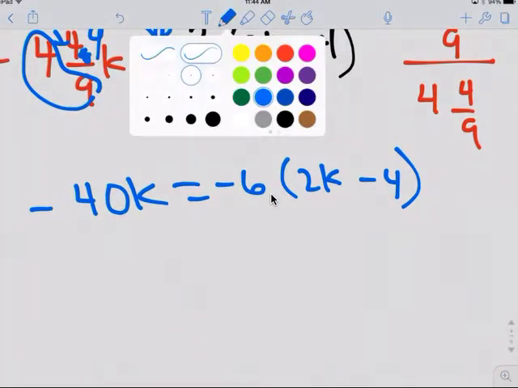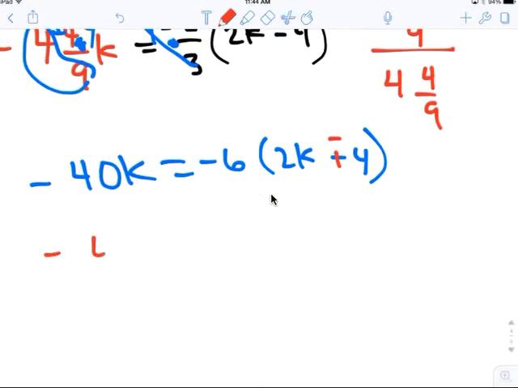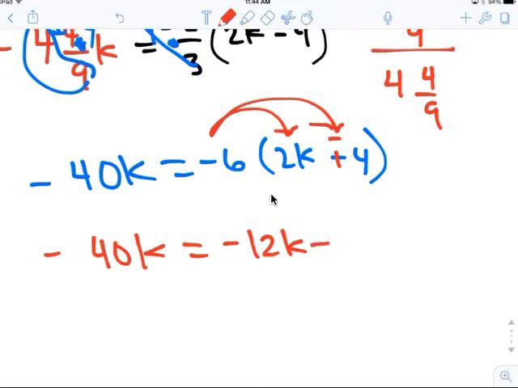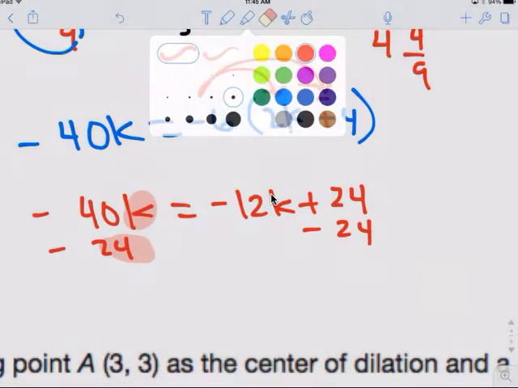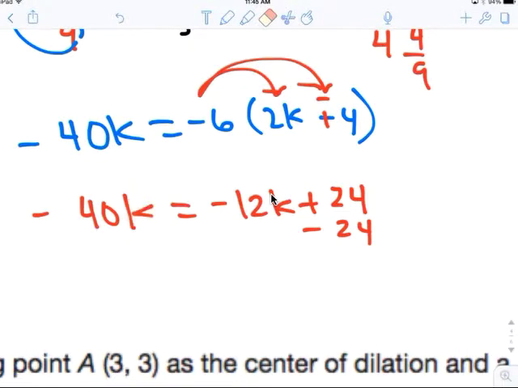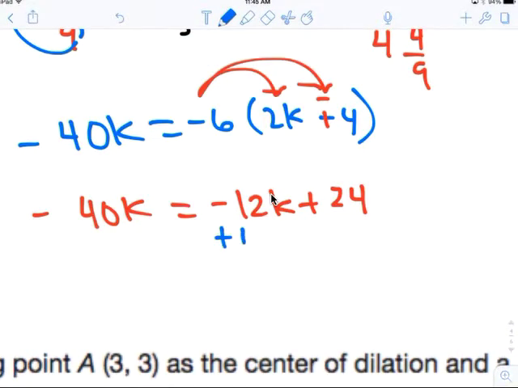Additive inverse. Okay, negative 40k equals negative 12k positive 24. Minus 24. No, wrong one. You see? Notice? I notice it's wrong. This one doesn't have a k. I got rid of the wrong one. A lot of you do this and not recognize it, especially my regular students. You guys will recognize this, right?